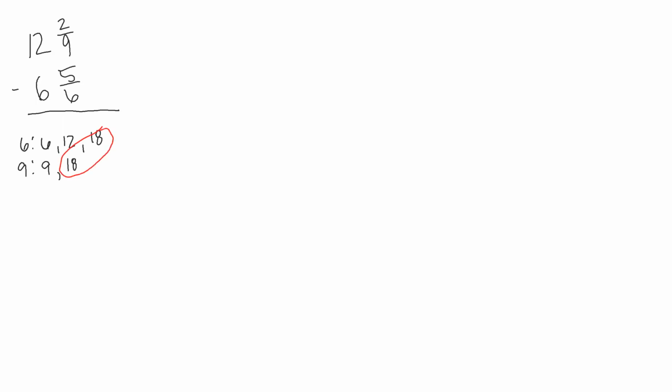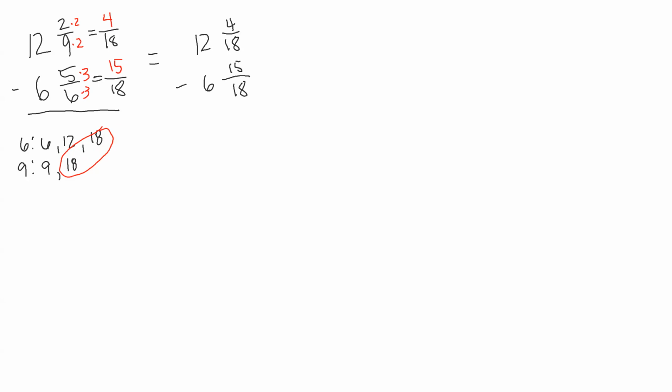So we want to rewrite each of these fractions so that the denominator is the LCD of 18. So for 9, I multiply top and bottom by 2. For 6, I multiply top and bottom by 3. So I get 4/18 and 15/18. So I'm going to clean up the whole problem. So I have 12 and 4/18 minus 6 and 15/18.